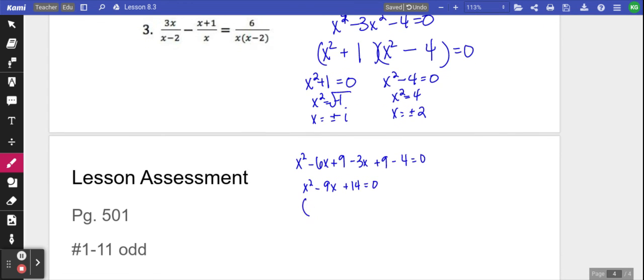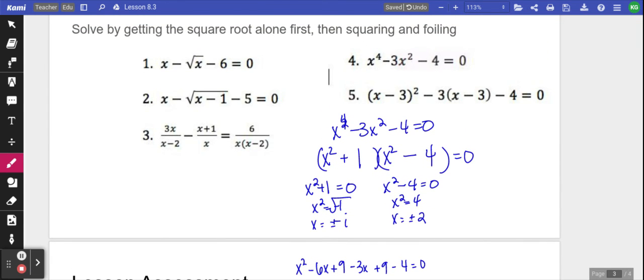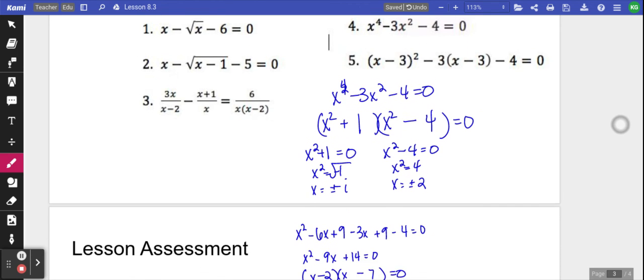This one I'm also going to factor. So factors of 14 that add up to 9 are 7 and 2. Sign chart says both minus. So the first one would equal 2, and the second one would equal 7. And again, you could have solved any of these by any of the ways. I tried to do a variety of ways for you. But again, it's just all of the ways that we've learned for solving quadratics.